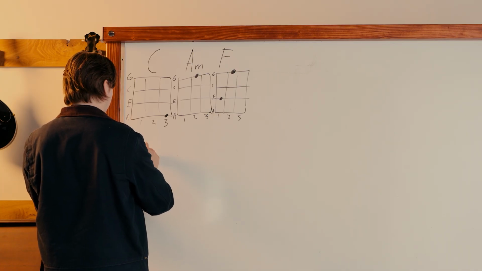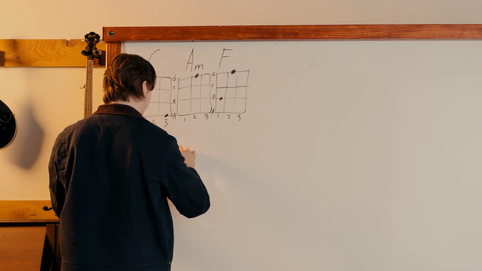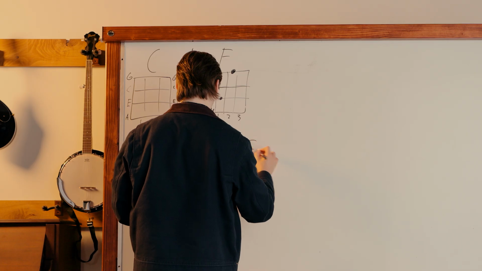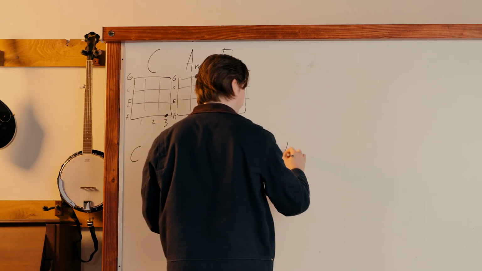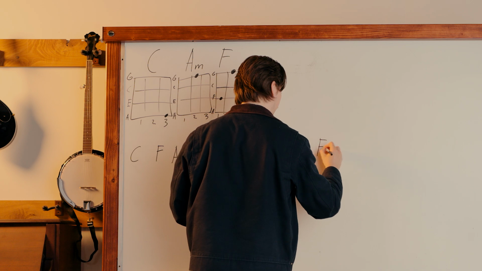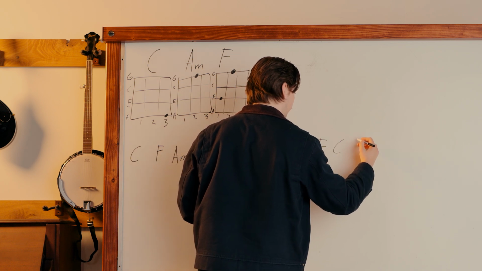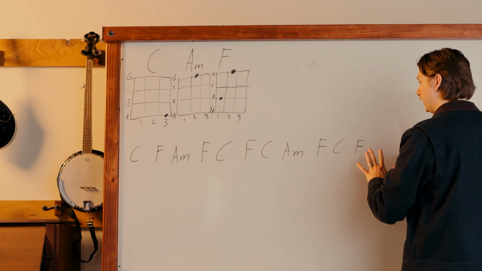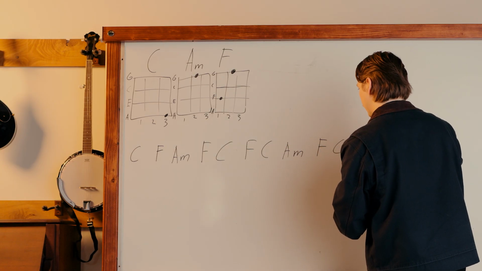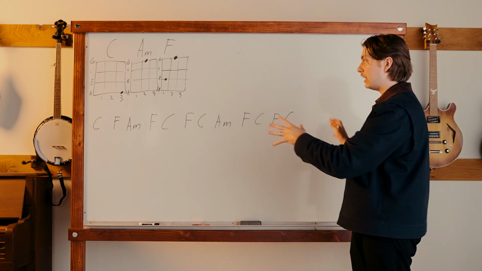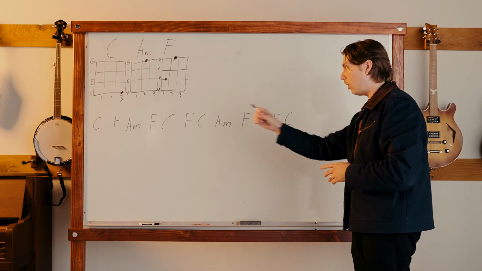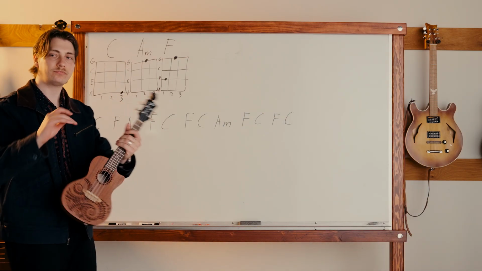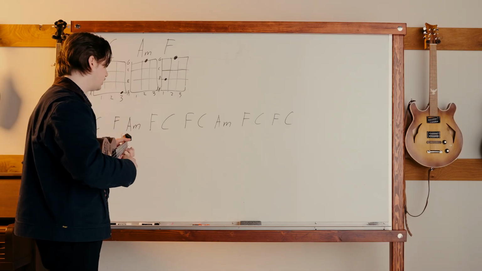We're going to go C, F, A minor, F, C, F, C, A minor, F, C, F. What is that? 1, 2, 3, 4, 5, 6, 7, 8, 9, 10, 11. And then we'll just end it with a C. So this is going to be our chord progression. This is a long chord progression, right? But this is going to really teach us how to play with these different chords.